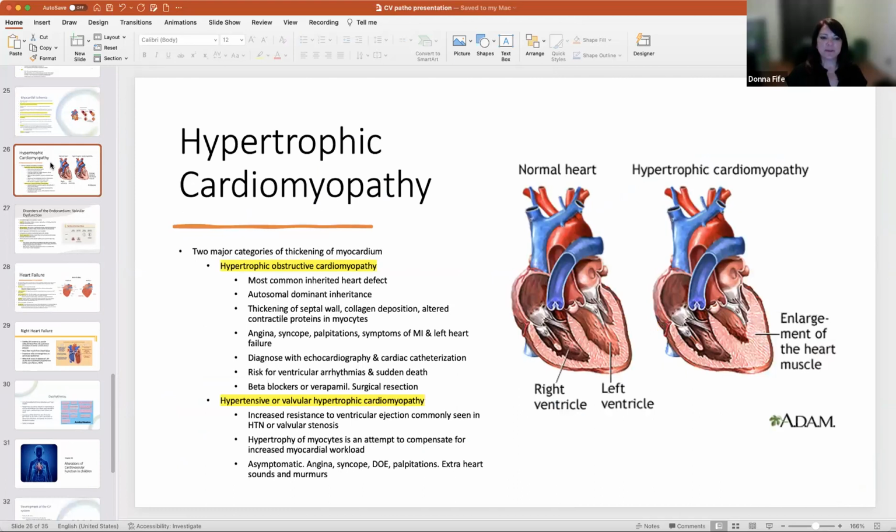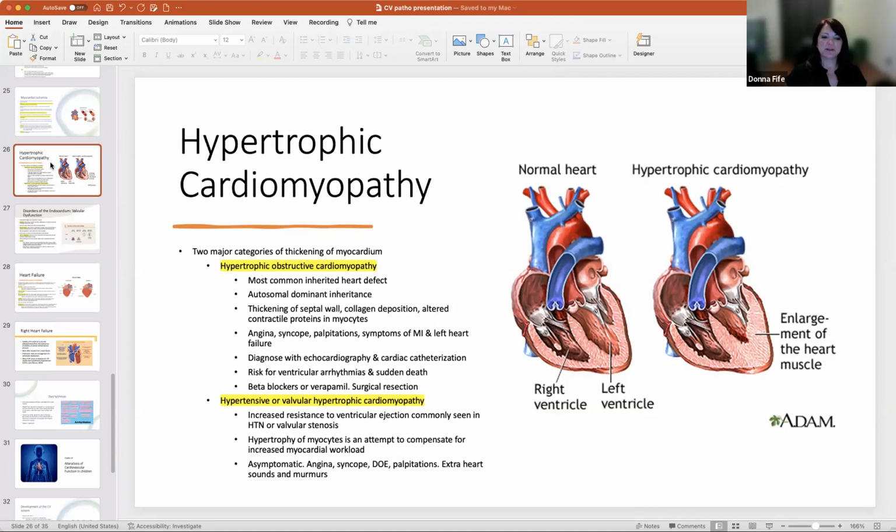Hypertrophic cardiomyopathy has two major causes of thickening of the myocardium. Hypertrophic obstructive cardiomyopathy is the most common inherited defect. It has autosomal dominant inheritance, and there's thickening of the septal wall, collagen deposition, altered contractile proteins, and myocytes.